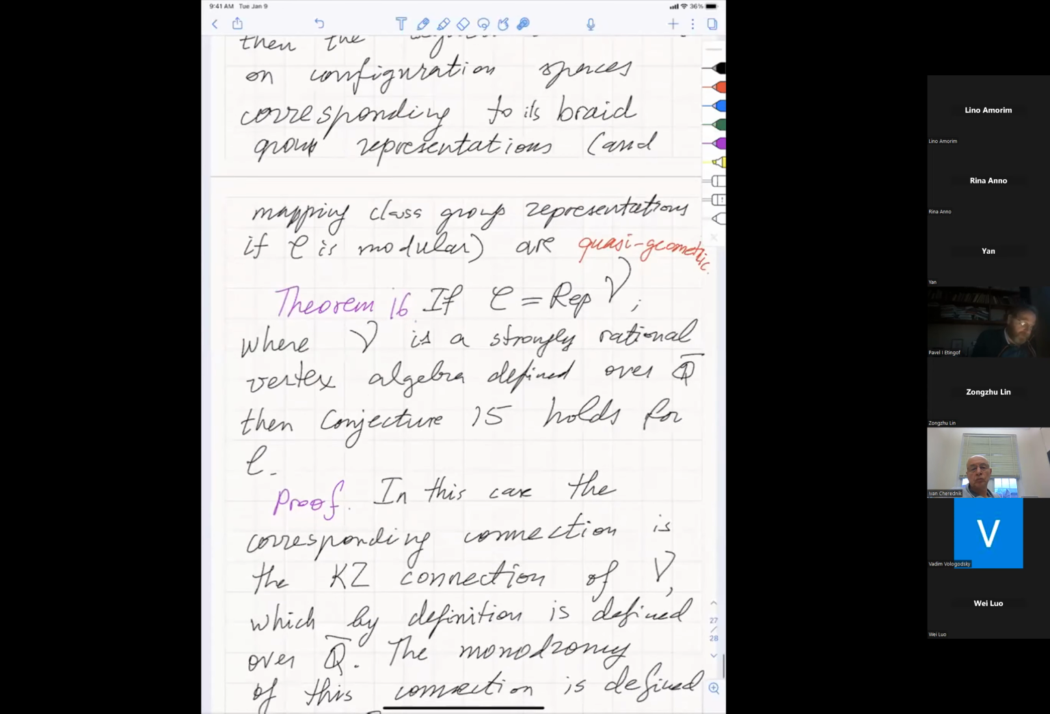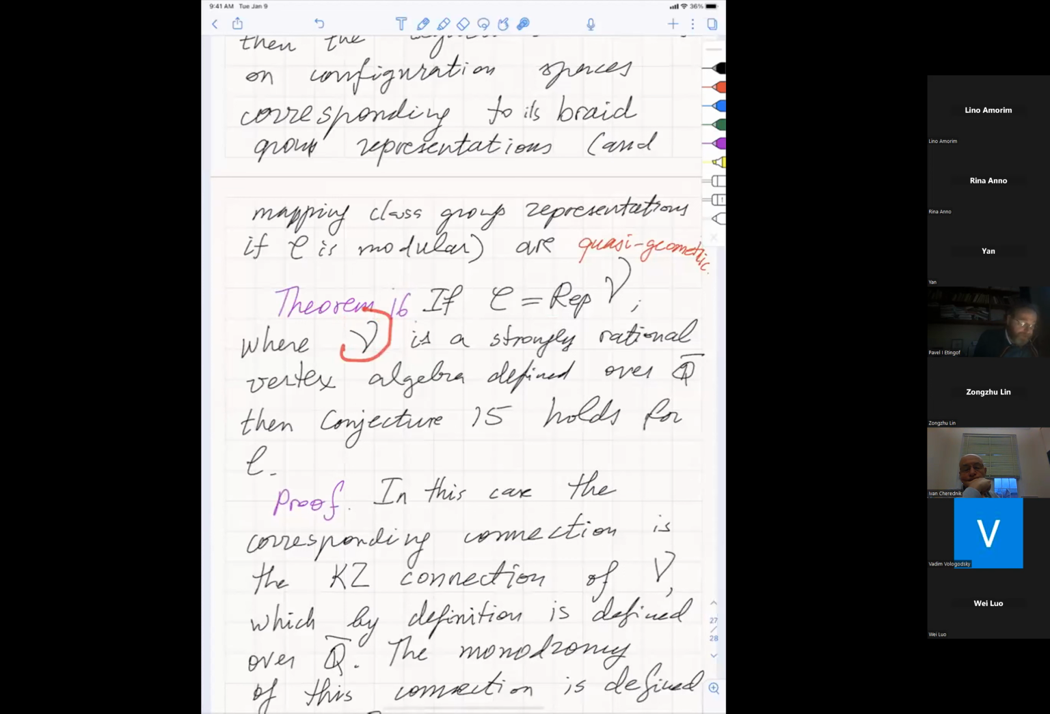And here is some evidence for this. Suppose my category is the representation category of a vertex operator algebra, a strongly rational vertex operator algebra. This is a bunch of conditions which can be found in the paper of McRae, which guarantee that you have a representation category which is a braided fusion category. And suppose this algebra is defined over algebraic numbers, which I hope is always the case, because I hope that such algebras are rigid. They don't have deformations, because they're in some ways similar to things like simple Lie algebras.